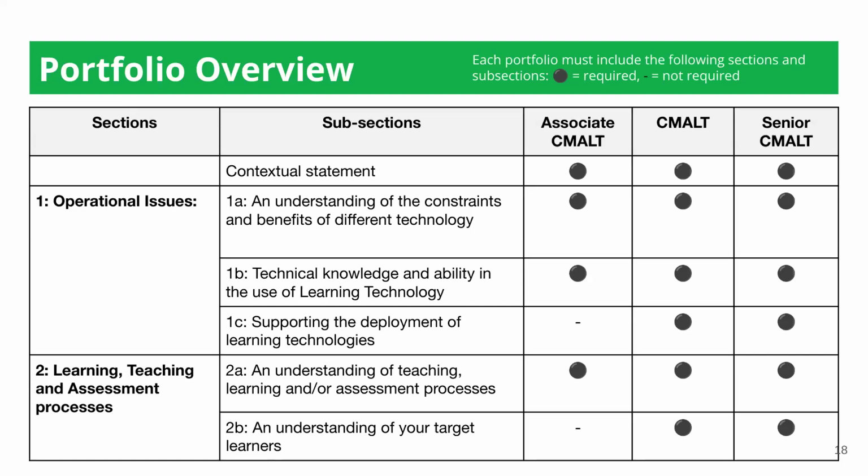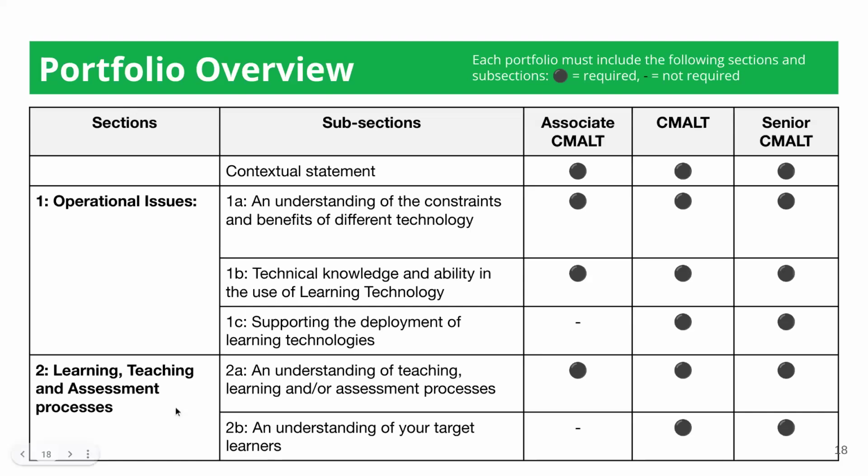So for the first subsection, operational issues, CMALT and Senior CMALT have to complete everything, and for Associate CMALT, you need to complete 1A and 1B. So you need to complete an understanding of the constraints and benefits of technology, as well as technical knowledge and ability in the use of learning technology. And then if you're at CMALT or Senior CMALT, you need to also talk about supporting the deployment of learning technologies as well.